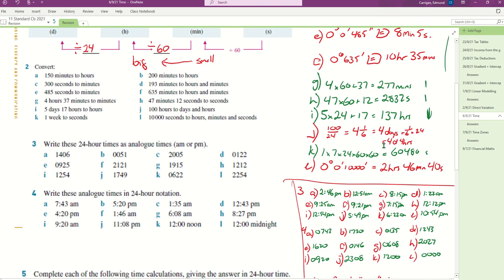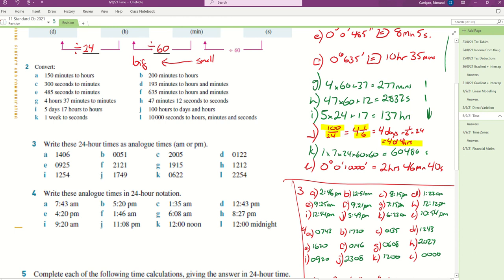if I've got 100 hours to days and hours, that's a little bit trickier, I guess. But what I do is divide by 24 and put it in my calculator. That will give me 4 and 1/6. 4 times 24 is 96. If we subtract that from 100, we end up with 4 days and 4 hours.